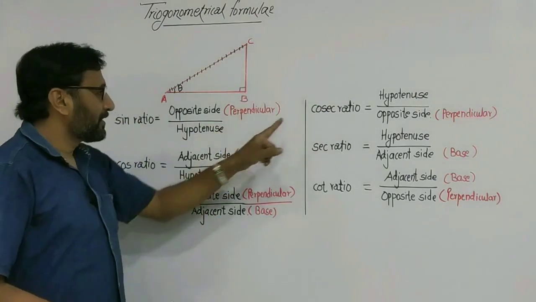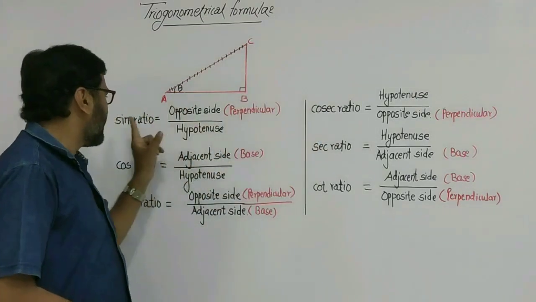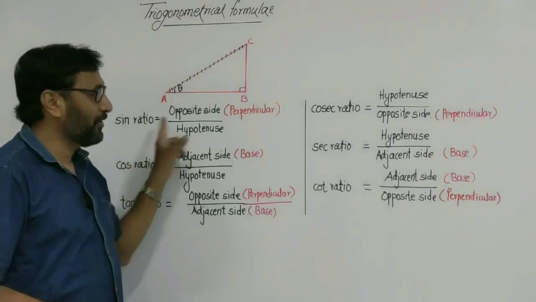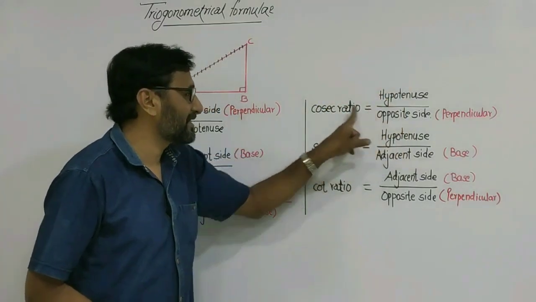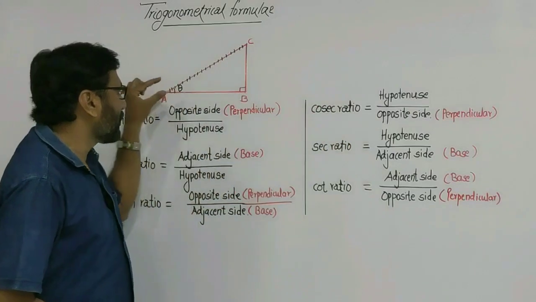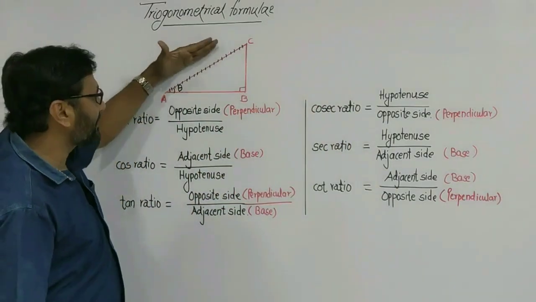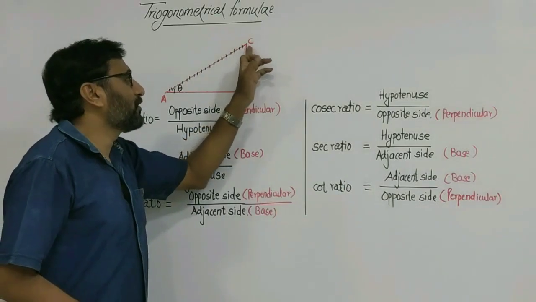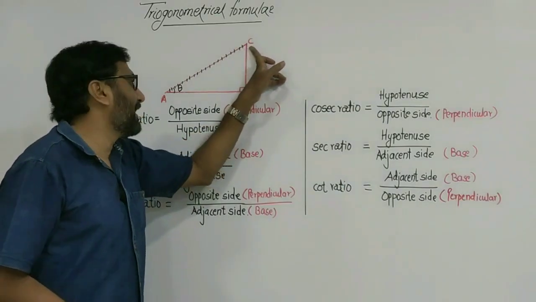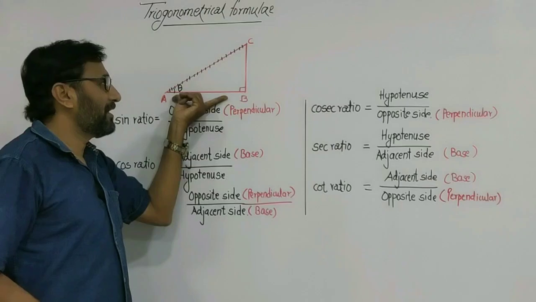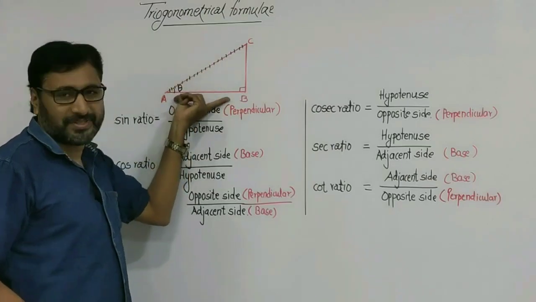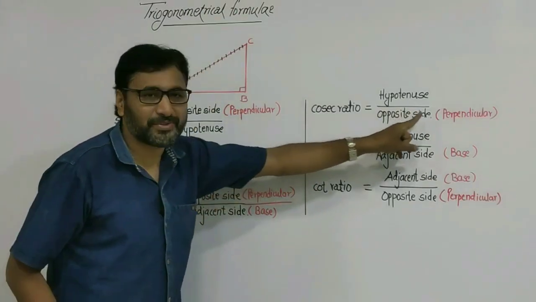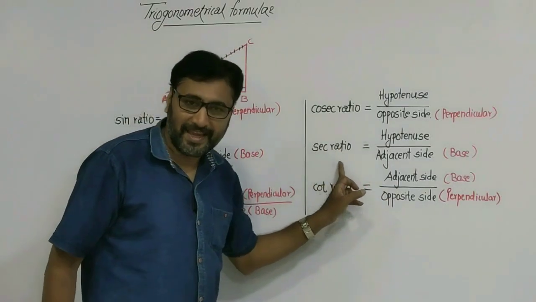You will come to know this cosec ratio is the reciprocal of sine ratio. You know, hypotenuse upon opposite side is called as cosec ratio. So cosec of A is equal to AC upon BC. For finding cosec ratio of C, you will take AC upon AB, hypotenuse upon opposite side. This is cosec ratio.